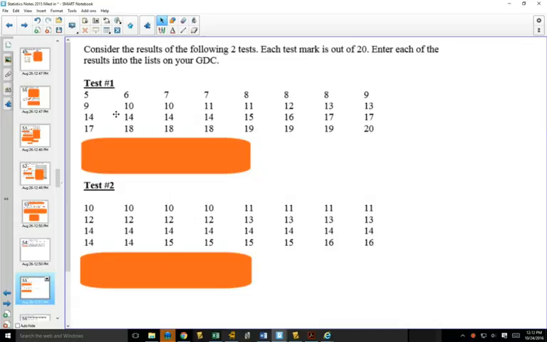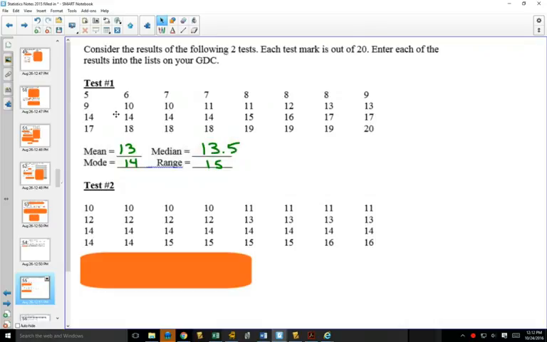So here we have 2 tests. I could get you to type all those values in and find your mean and standard deviation, but that would just waste our time a little bit. So if you put this data into your calculator and found the mean, calculated the median, looked through the data to see which one happened the most, and figured out the range from the smallest to biggest, those would be the numbers that you would get.